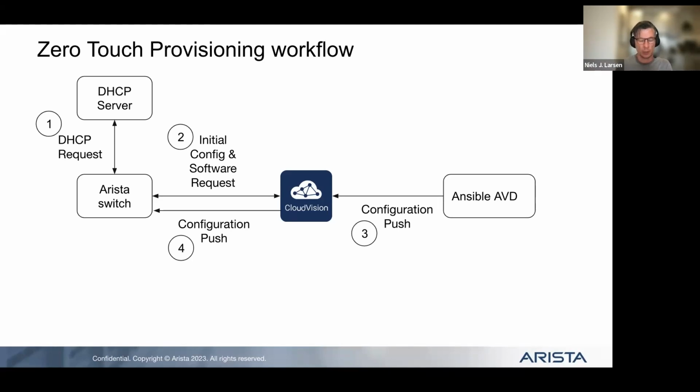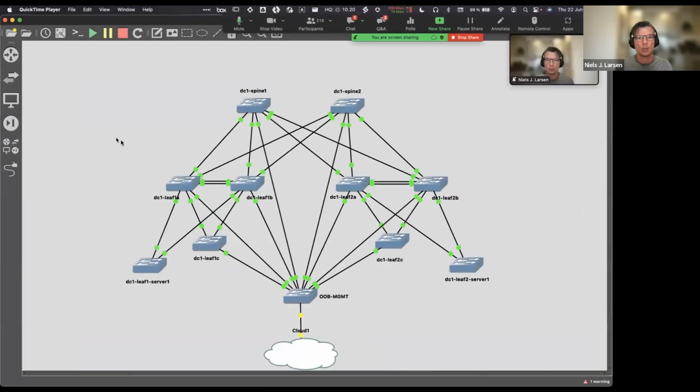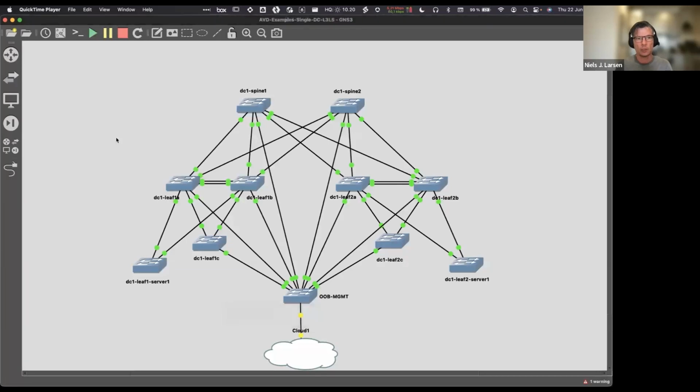So in the interest of time, I have recorded a video to show you this. In this video, you will see the topology. It's a virtualized network running in GNS3. GNS3 is free to download, as are the virtualized EOS images. So even if you're not an Arista customer, you can get this software and try it out in your lab.